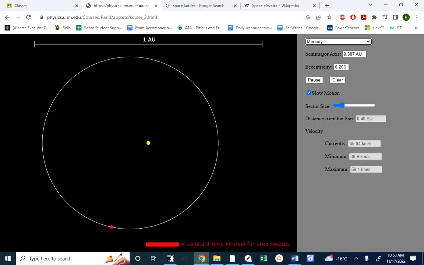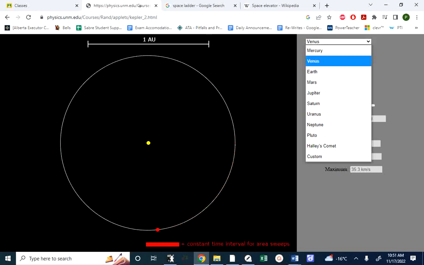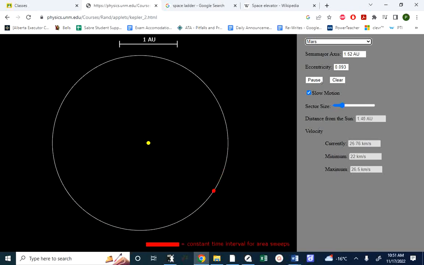Of course, as we go out to Venus, Venus is further away from the sun, so you can see that the average distance away from the sun of Venus is 0.7 astronomical units. Its eccentricity is even less than Earth. You would be hard-pressed to tell that's not a circle. We go to Mars. Mars has a pretty decent eccentricity.